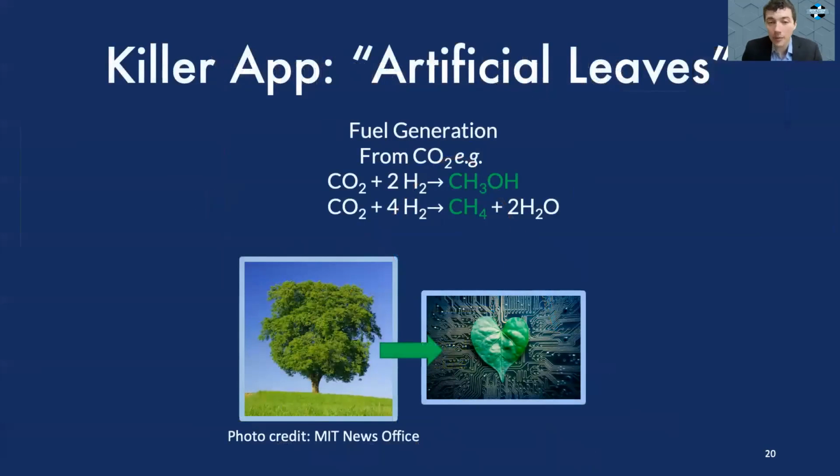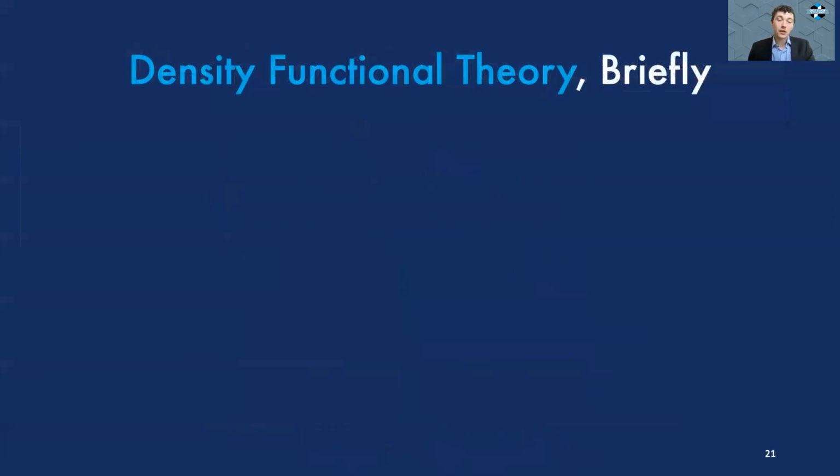Now, one killer app of catalysts would be to have one that can generate fuel from carbon dioxide. These have sometimes been described as artificial leaves because they mimic the function of photosynthesis, even if the mechanism is different. Unfortunately, commercially viable catalysts like this don't exist yet, so this is where my research comes in.